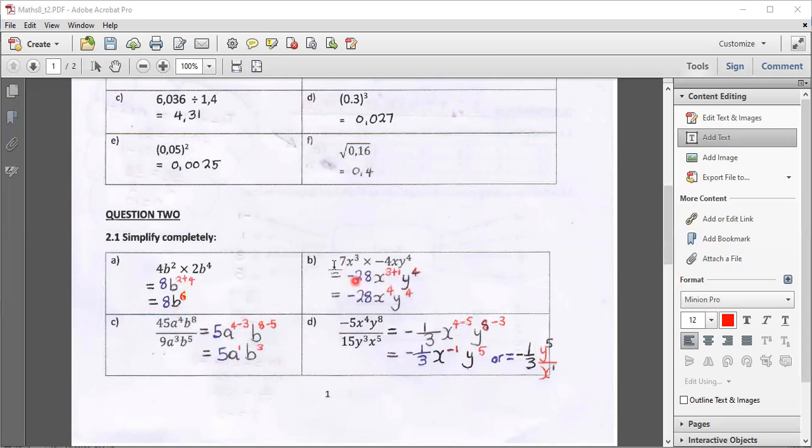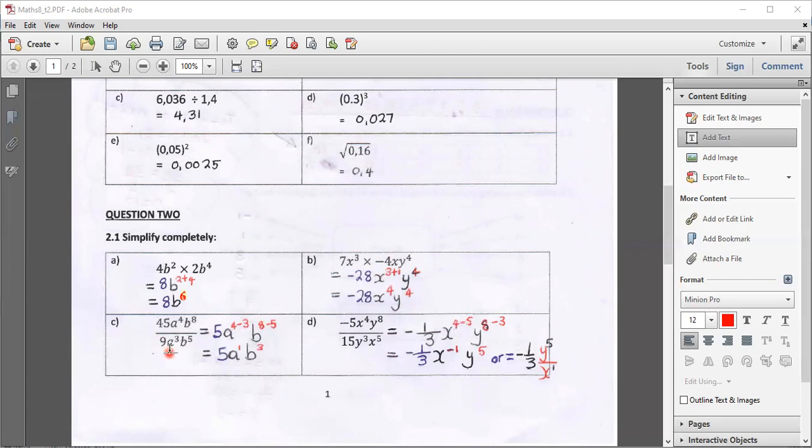Here we're multiplying again. 7 times negative 4, that's negative 28. Then you add the exponents of like terms. We have x3 and x1. There's a 1 there. It's 1x. So 3 plus 1 is 4. There's no y here, but we have y. So there's y to the 4 that's here.